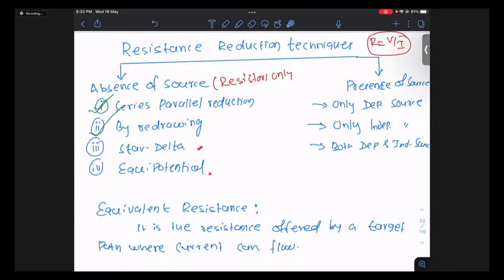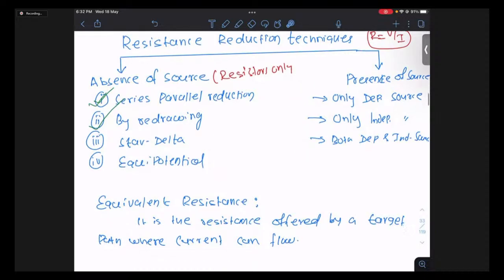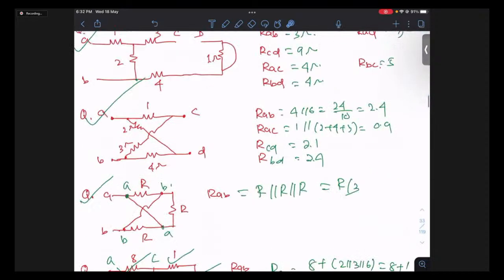Delta and this equipotential concepts. And once we are done with this, then we'll come into these segments. So let me explain this concept of star delta.